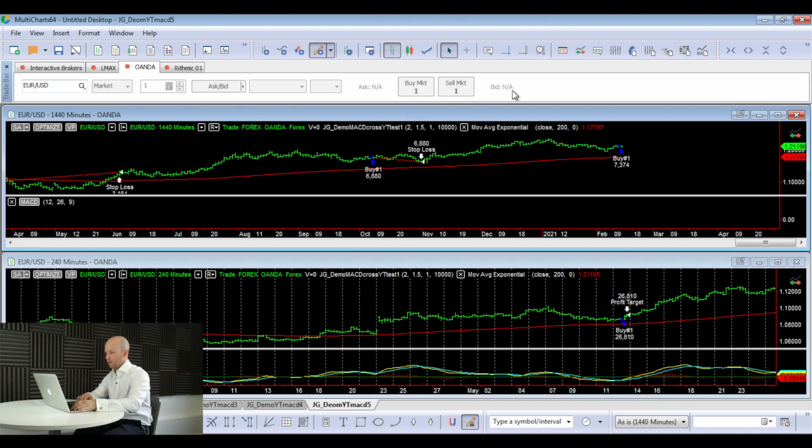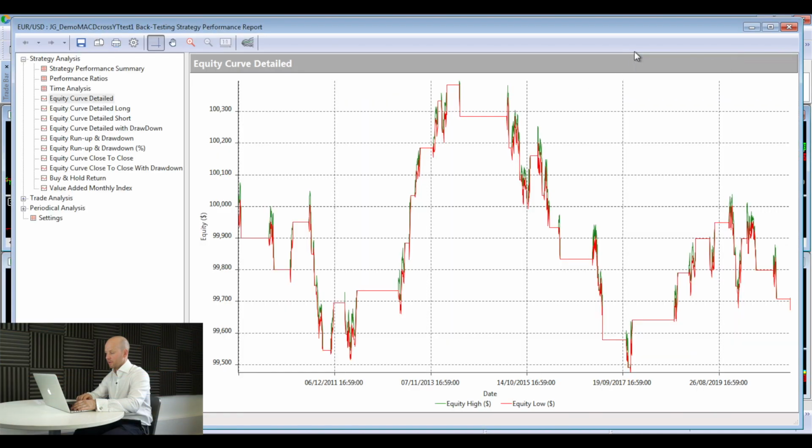And the last one we look at is on the daily chart. That's what the daily chart equity curve looks like. It went negative quite quickly, went back positive, negative again, just going sideways over that 13-year period.